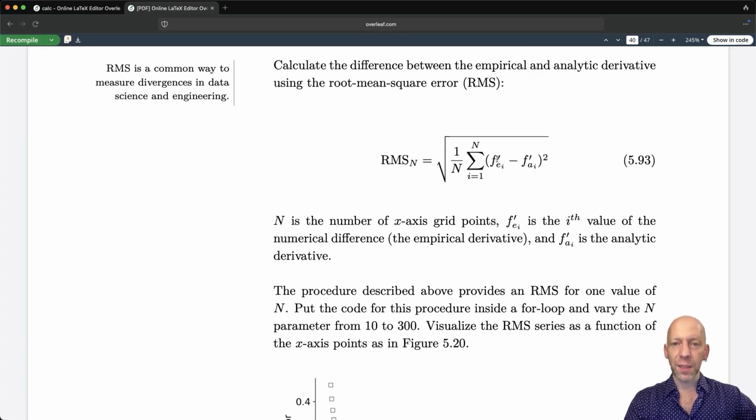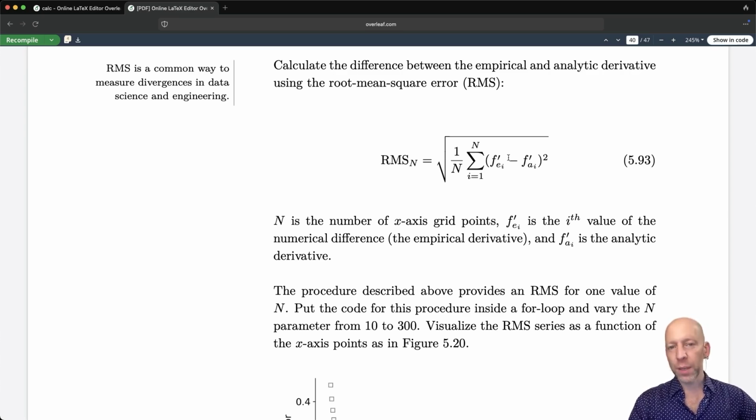The important parts here are that we are calculating the difference between these two functions: the estimate and the analytic function, or the numerical approximation of the derivative and the actual, exact analytic derivative. So we take the differences. Now, we don't really care if those differences are positive or negative. We just want to know the magnitude of the discrepancy. So that's why we square each of these differences.